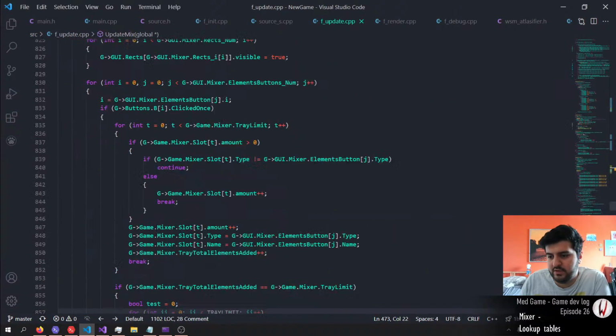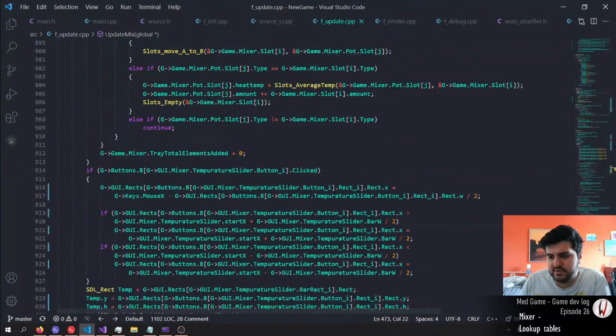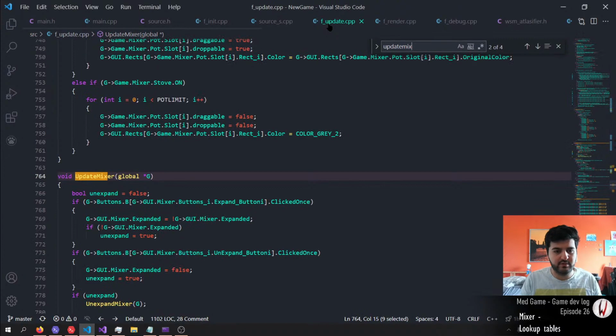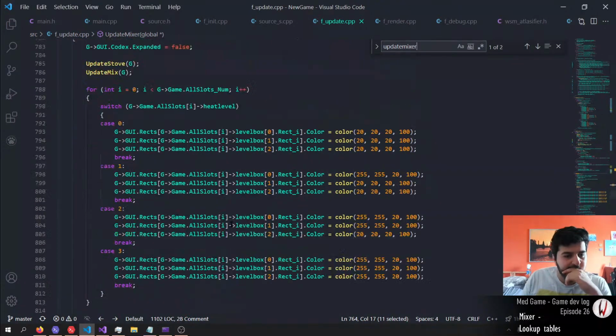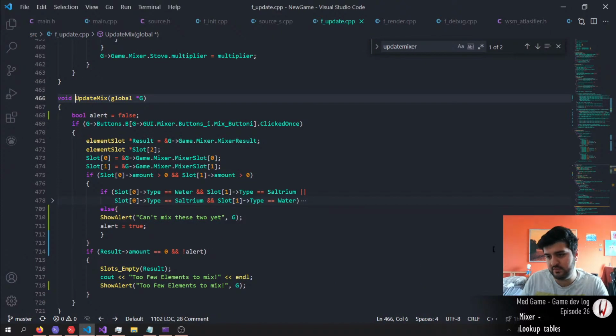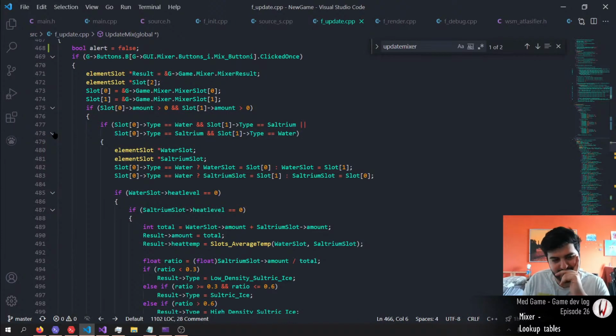Let me show you how I handle, for example, one case. Where's update stove? Should be here, right? Update mixer. Where do I have that in update? Oh, yeah, there it is. You see this much? All of this is just handling two elements, all the cases for them.